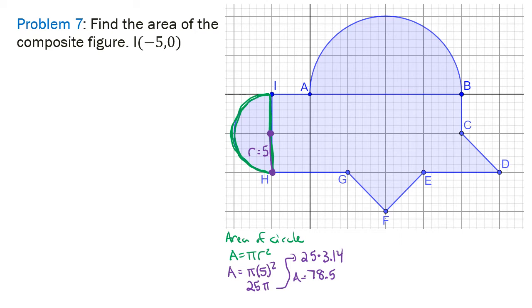However, we don't have a full circle here. We have just half of that circle, just the left half of the circle. So we need to get the area for half the circle. Well, if we know the whole thing is 78.5, we're going to cut it in half. So 78.5 divided by 2 is 39.25, and that's the area of this half circle.